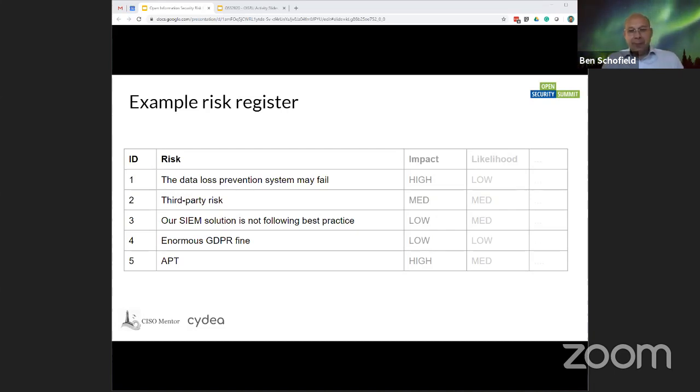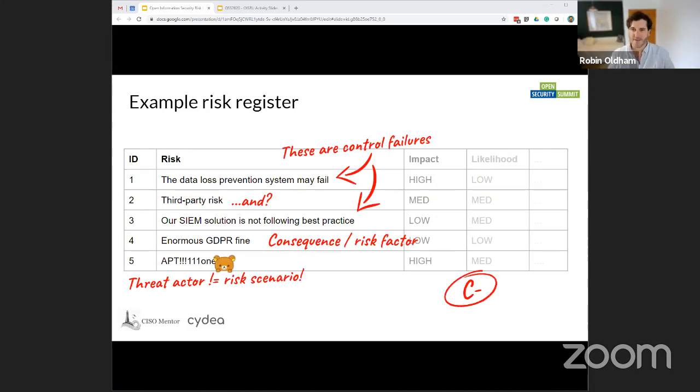Yeah, there's quite a few things here, right? We've got things that are expressed as risk factors or controllable factors. We've got events. There's no restriction on overlaps and things like that. There's no differentiation made between what's a risk and what's a control or a control failure.